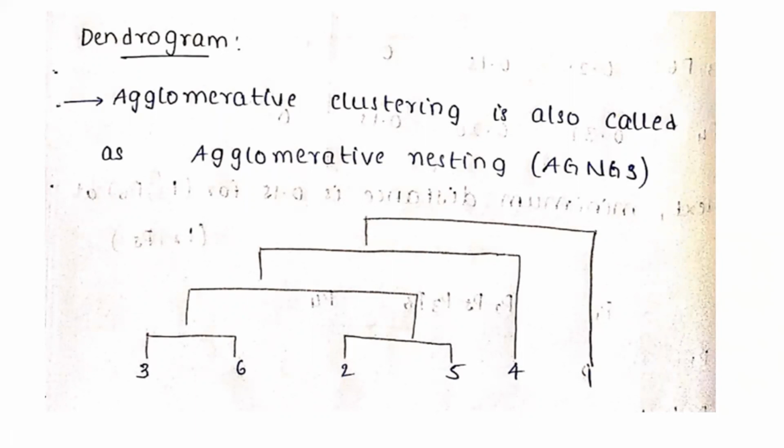So this is the technique which you need to follow for agglomerative hierarchical clustering. If you draw this particular diagram, you can call it a dendrogram. This agglomerative hierarchical clustering, you can also represent with AGNES. So this is what agglomerative clustering is.